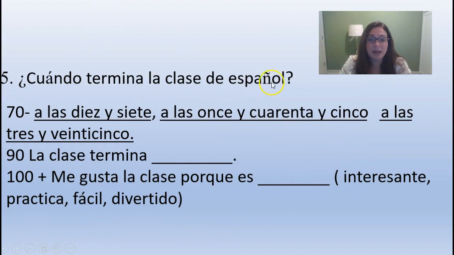So, ¿cuándo termina la clase de español? That's when does it finish, like terminate. When does it finish the class of Spanish? So, these are the times that it finishes. A las 17, a las 11:45, a las 3:25. So then, if you want the 90, you could add la clase termina in front of that, and then you pick which one. Then for the 100, you would add to number 90, me gusta la clase porque, I like the class because, and then pick something. Or you could be funny and say, or honest, and say, no me gusta la clase porque, and then come up with like, it's stupid, or it's hard, or something like that. I don't care. It's funny. Okay, and interesting to me when you come up with your own answers.